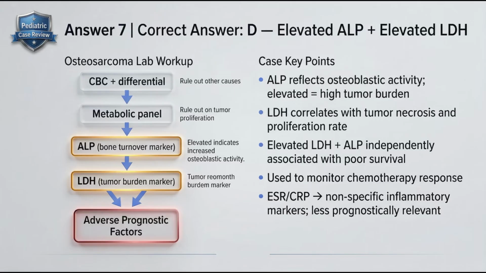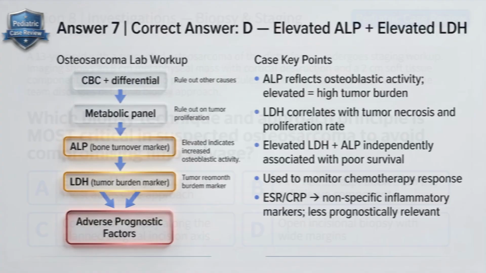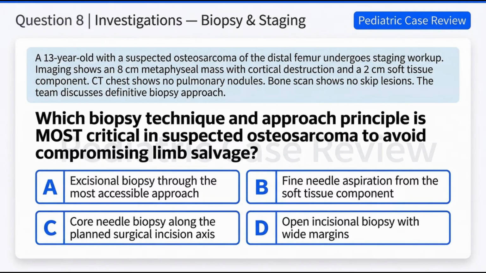Elevated erythrocyte sedimentation rate and C-reactive protein are nonspecific inflammatory markers and are less prognostically relevant. The complete laboratory workup includes complete blood count with differential to exclude leukemia, a metabolic panel, alkaline phosphatase, and lactate dehydrogenase. Question 8. Investigations, biopsy, and staging. A 13-year-old with a suspected osteosarcoma of the distal femur undergoes staging workup.